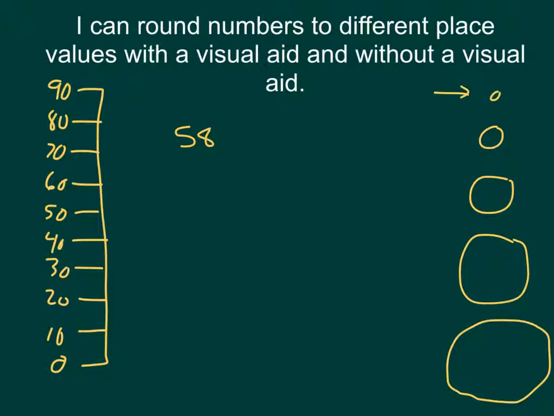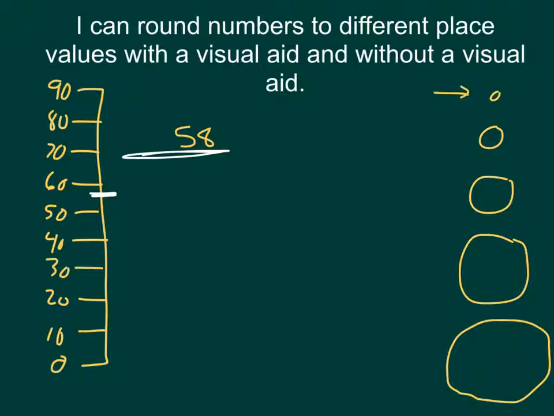If I were to place 58 on this visual aid, this number line here, it would go in between 50 and 60. If I wanted to know about how many people live in that town, I wouldn't want to round it to the nearest 100 or the nearest 1,000, because this is nowhere near 1,000, and it's in between 0 and 100. That would not give me a very good estimate. So I'm going to round to the nearest 10.